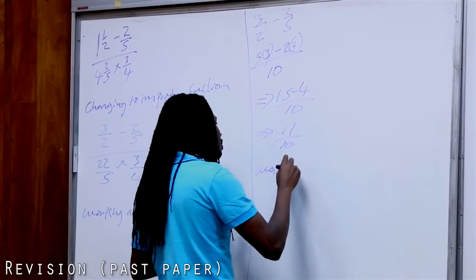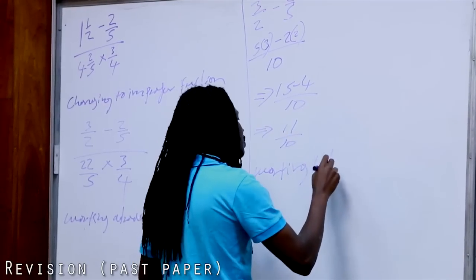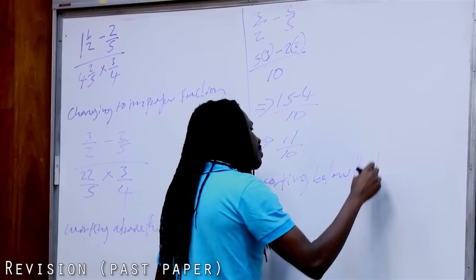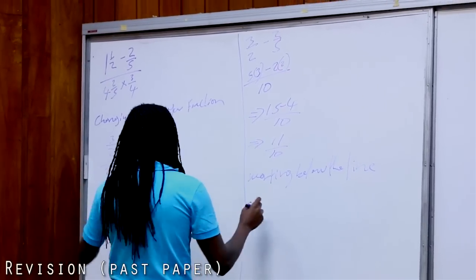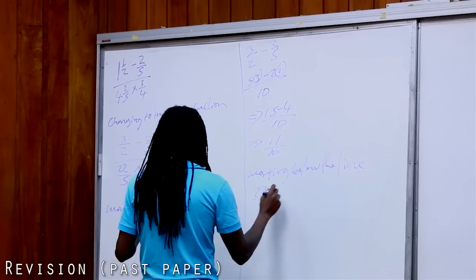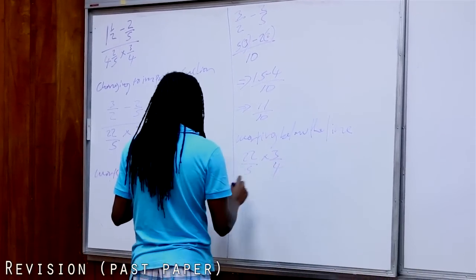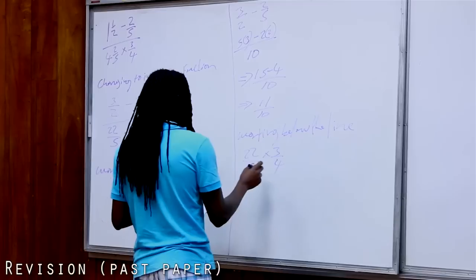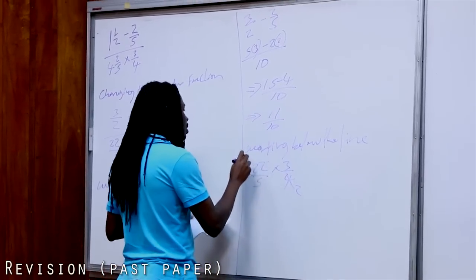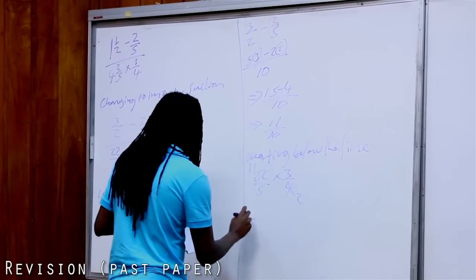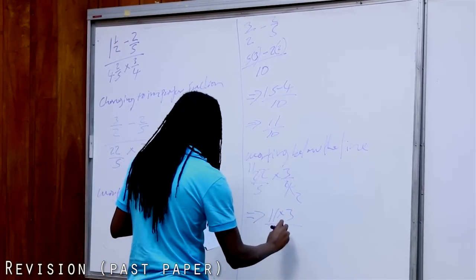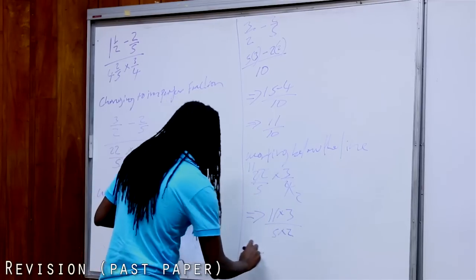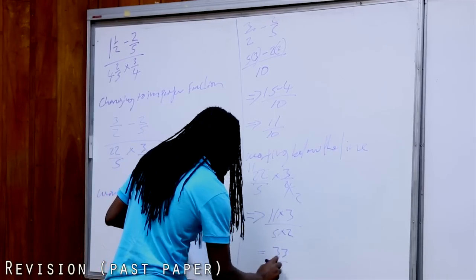Working below the line: 22 over 5 times 3 over 4. 2 times 11 times 3 over 5 times 2 equals 33 over 10.